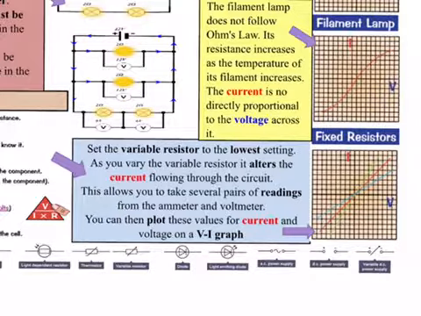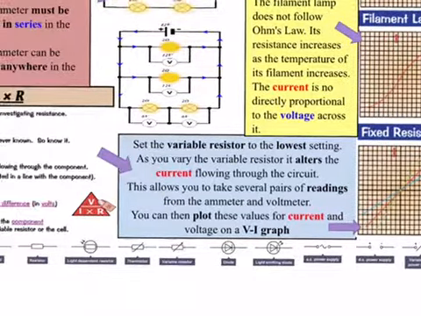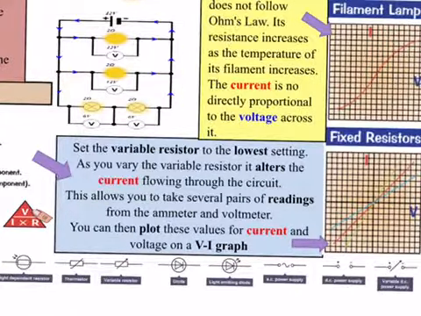So back to the standard circuit. We would set the variable resistor, and then as we vary the resistor, as we alter it, it will allow us to take different readings. Now, for this case, they said as you vary the variable resistor, it alters the current flowing through the circuit.